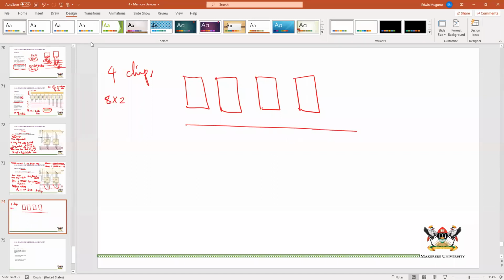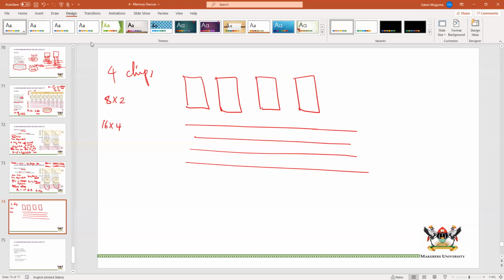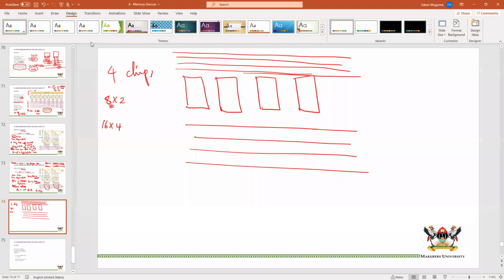Now we are going to say 16 by 4. Okay, so instead of having 2 lines, we need 4 lines. And up here, 8, 1, 2, 3, 4. Okay, so A3, A2, A1, A0. These original ones, A3 to A0, will work as they were used working, okay, and so on.